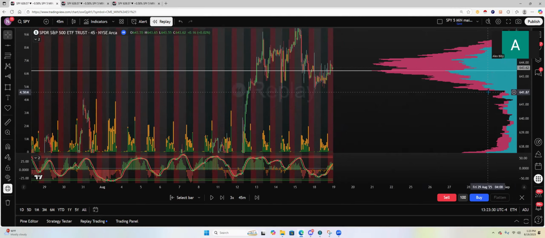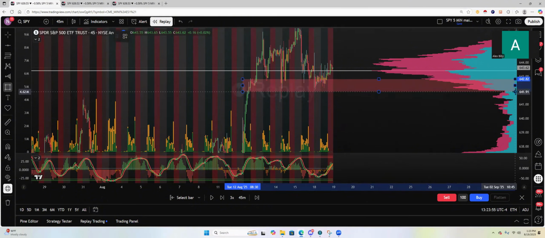For the purpose of this video, with the high volume node, there's just a few parts that I want to talk about. The lower part of this volume node, basically right around here, is going to be support for this range of price action. So if I see a high volume node like this, I'm going to take roughly the bottom of it and put a box down there. I'm going to go ahead and mark this maybe about right there.